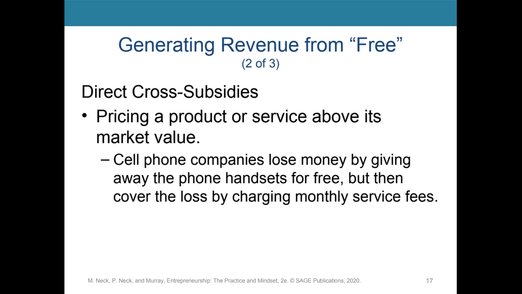Direct cross subsidy is the first one. So in essence, what they're doing here is they're making you pay more for a product, because your payment is actually subsidizing something else. So when you go into a cell phone contract, they give you a cell phone in most cases for free. If you take a big enough contract, they'll give you the latest iPhone for free if you sign the right contract.